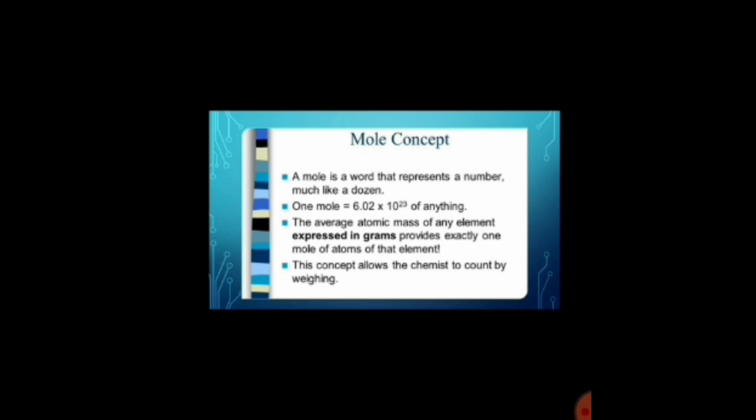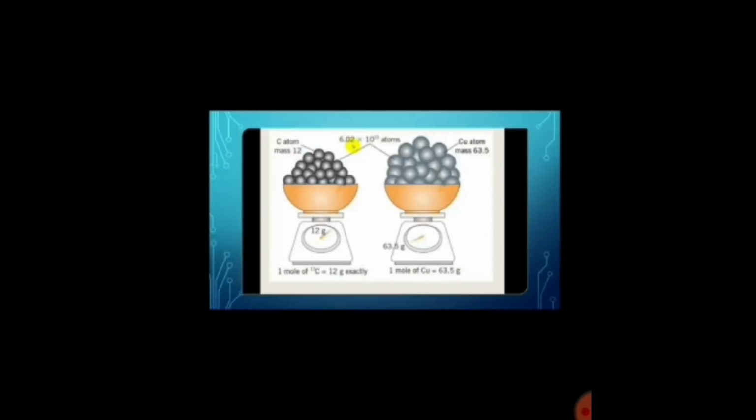So a mole is the amount of substance that contains as many elementary entities as there are atoms in exactly 12 gram of carbon 12 isotope. This slide shows that 1 mole of carbon 12 is equal to 12 gram of carbon, which has 6.023 into 10 to the power 23 carbon atoms.